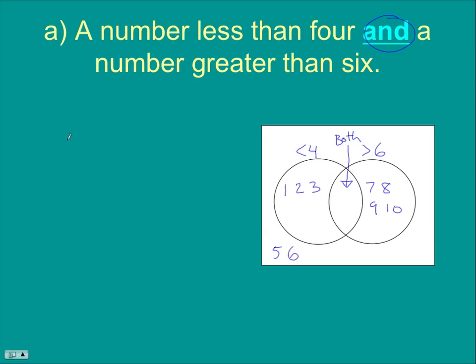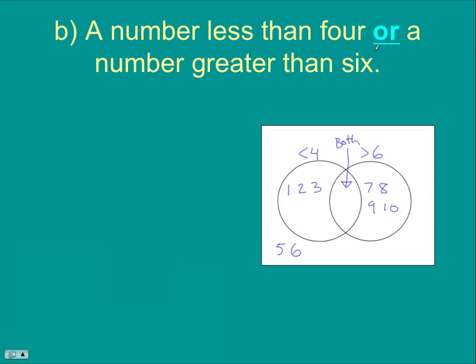So the probability of both is going to equal 0 out of 10, meaning it's impossible for a number to be less than 4 as well as greater than 6. So this is just 0%.